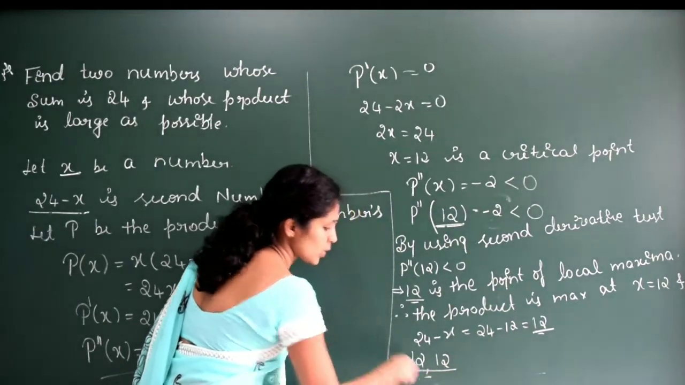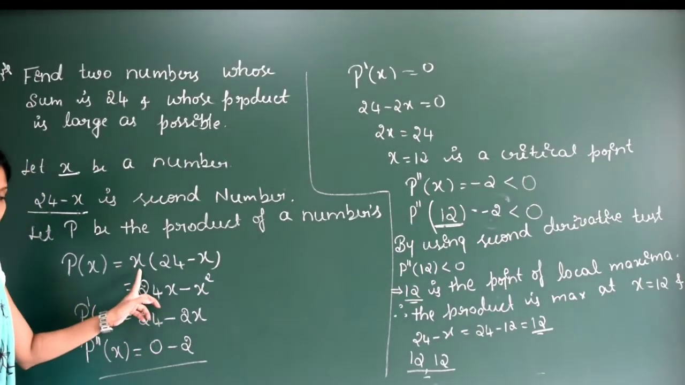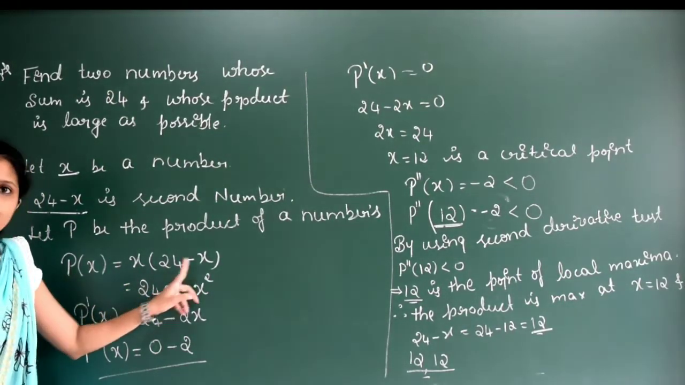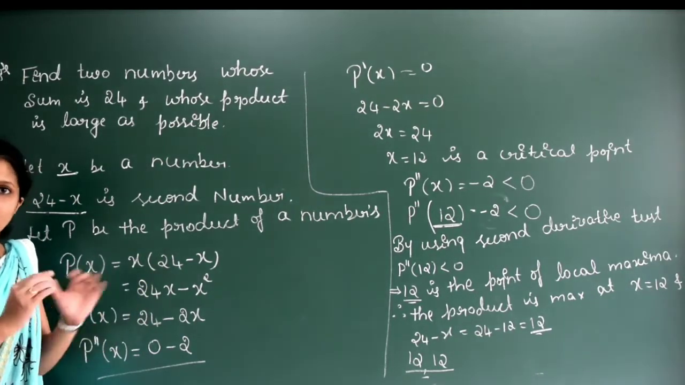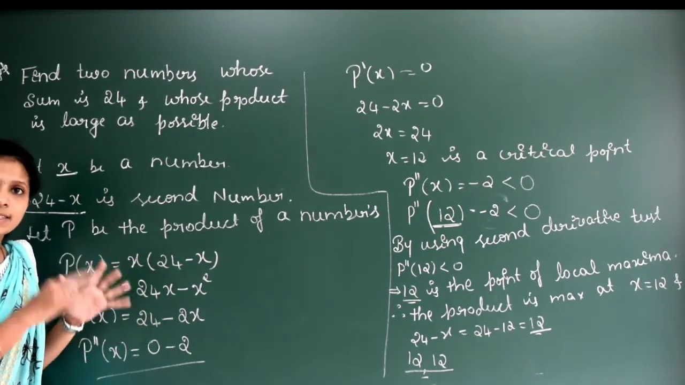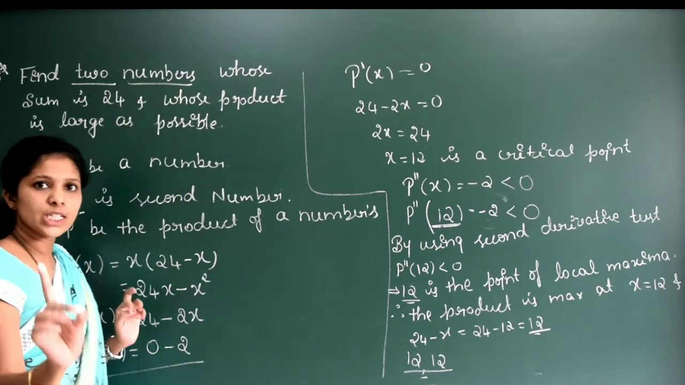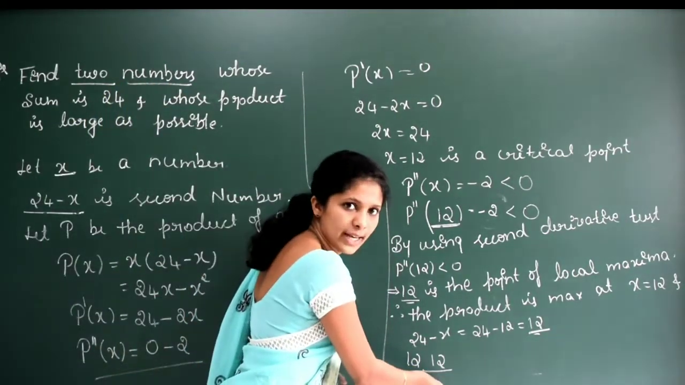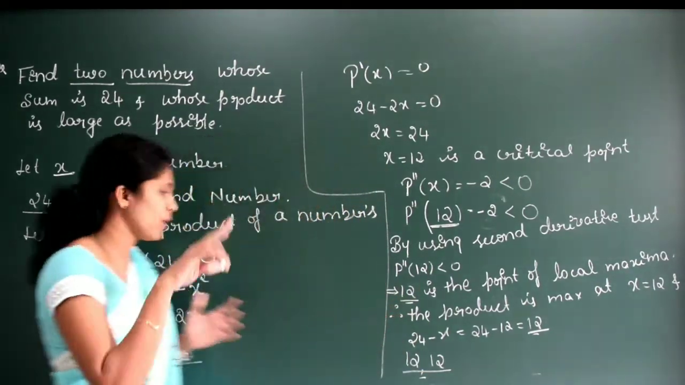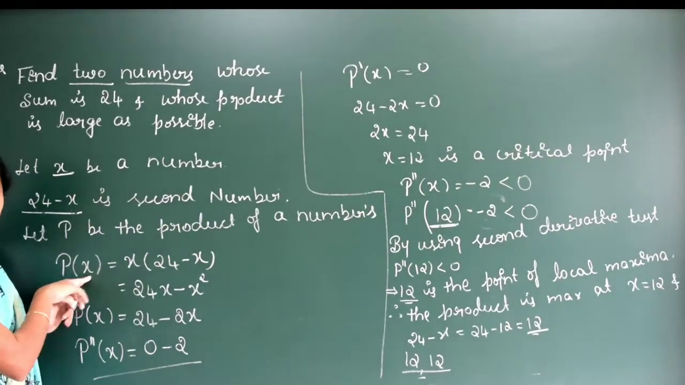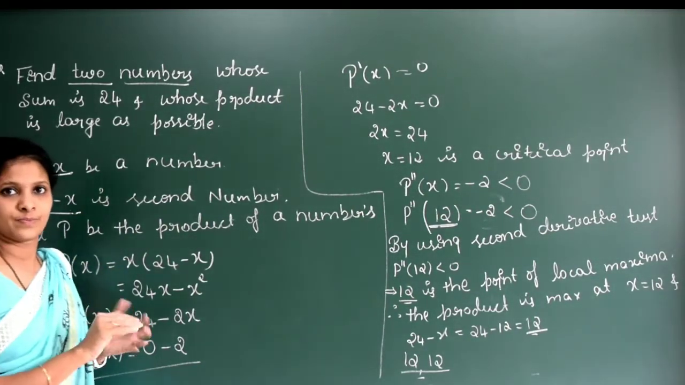Is it clear? What is the maximum value? You just substitute here P of 12. So this is now 12 into 24 minus 12, so this is 12 into 12. That will be the maximum value, the maximum product. Is it clear? Here we just have to find what the two numbers are. The numbers are 12 and 12. If they ask to find the product as a maximum value, then you have to substitute here. So you will get P of 12. That is called the local maximum value.